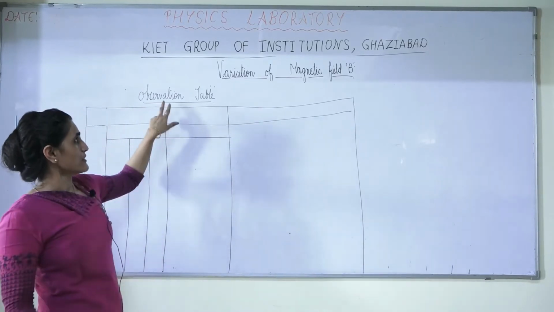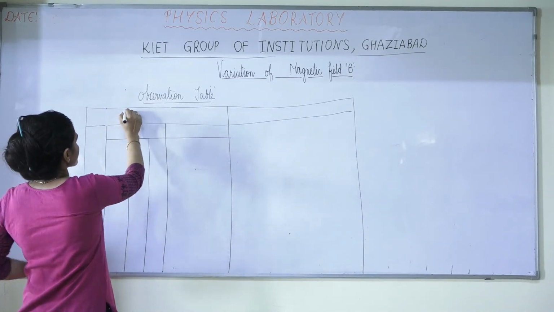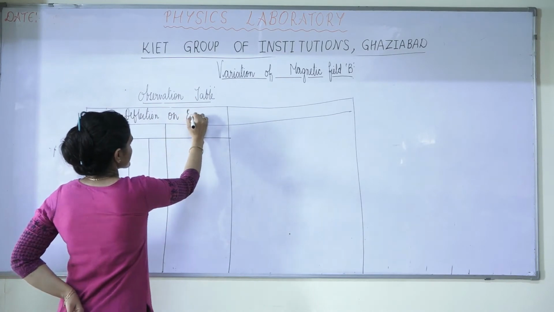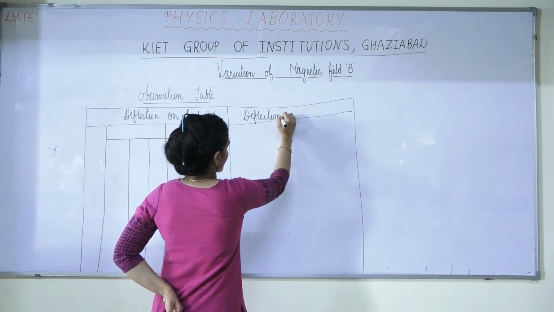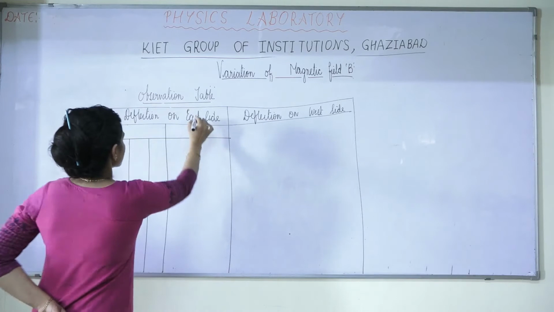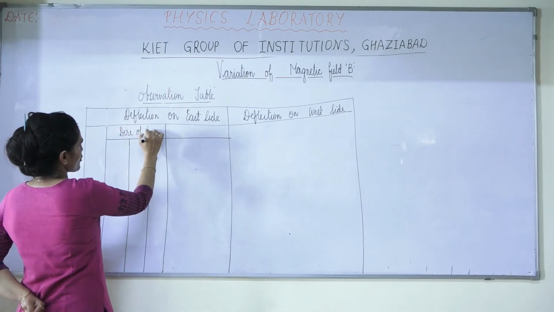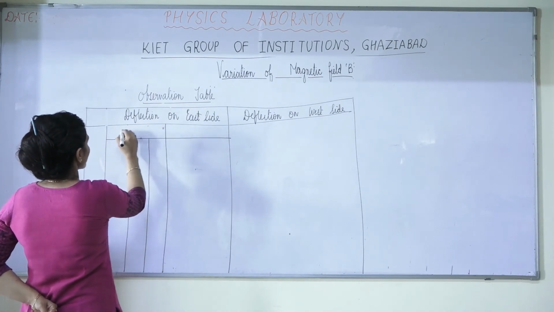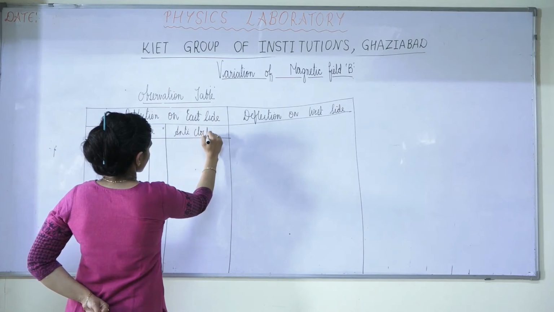So here for this experiment we will draw an observation table. In the observation table we will have 2 columns. One is deflection on east side and second is deflection on west side. So here I will divide the parts over here, that is direction of commutator key, or instead of direction of commutator key, we can write it as clockwise direction, and this is my anti-clockwise direction.